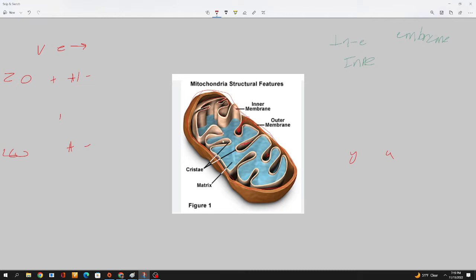And lastly, you have the mitochondrial matrix, which is basically like this jelly-like gooey fluid that a lot of stuff happens in and is pretty important to the content of this chapter.